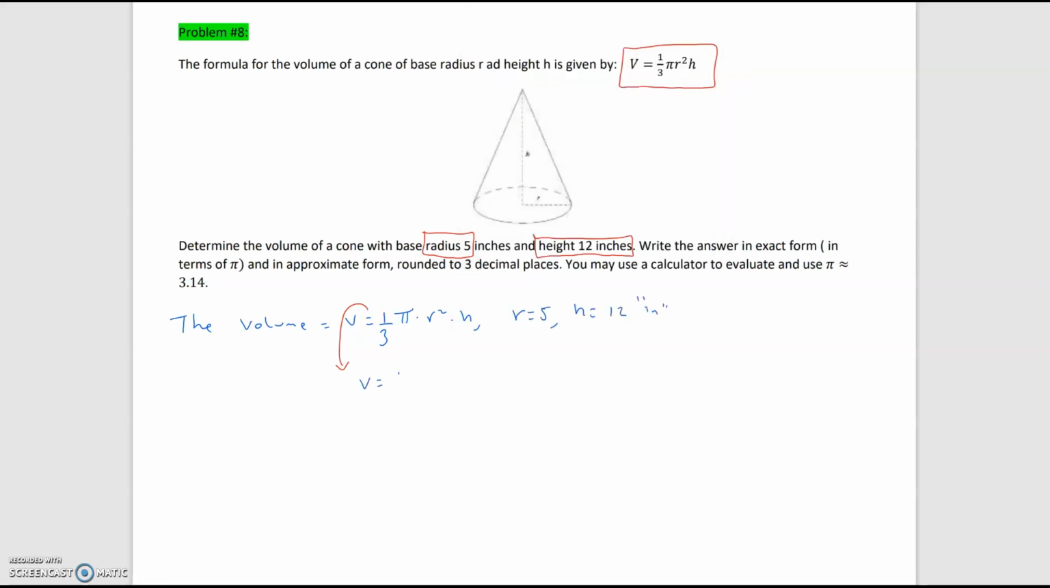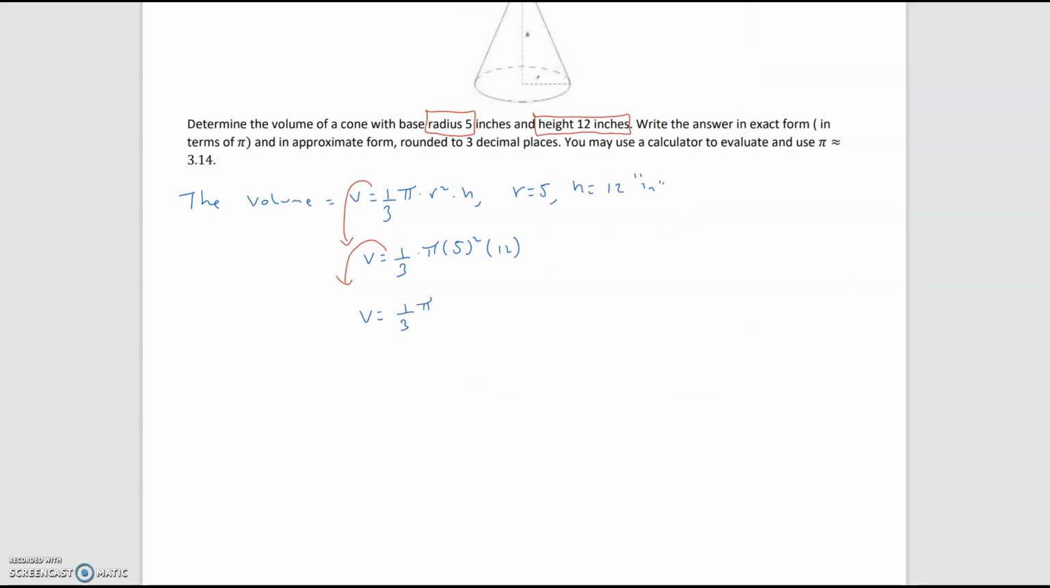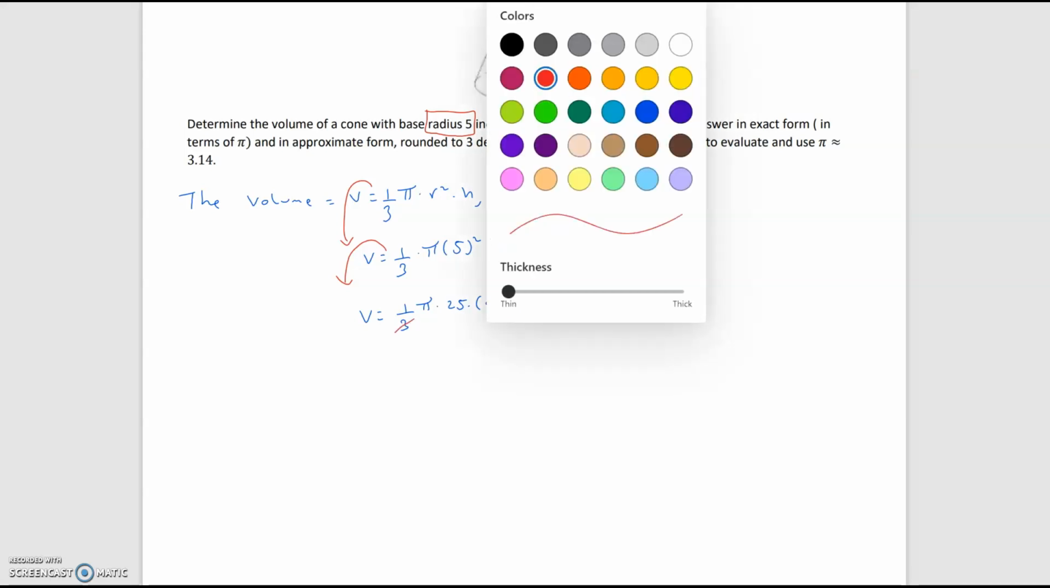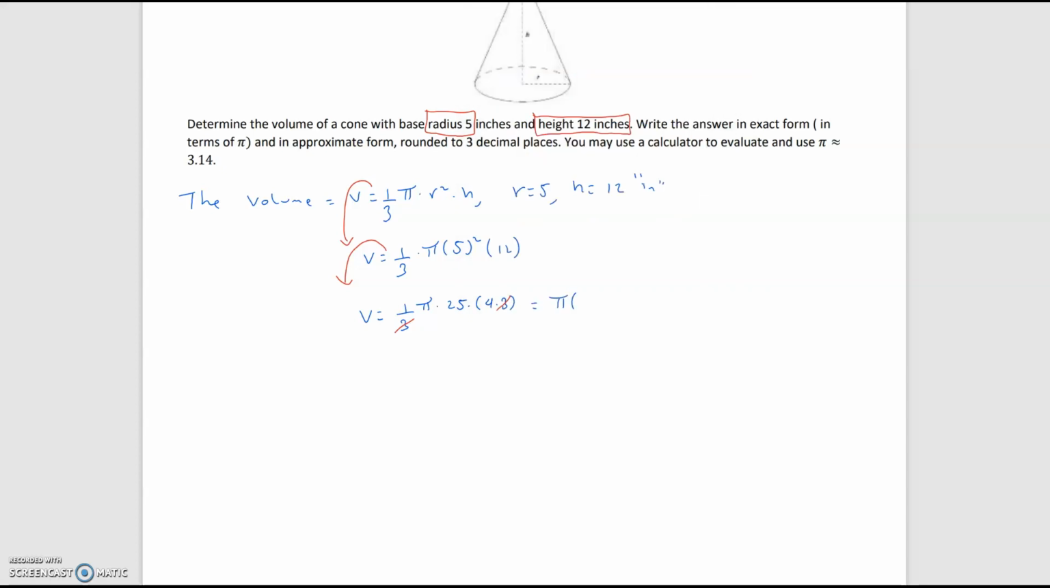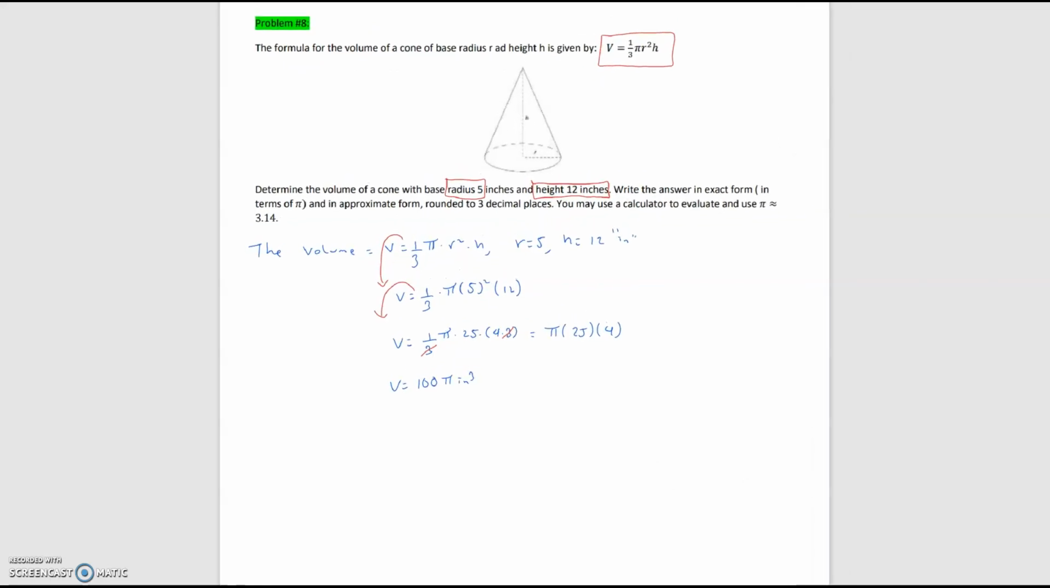So we're looking at V is equal to 1/3 times pi times 5 to the second times 12. And we can actually factor. So let me just multiply the 5. V is equal to 1/3 of pi times 25 times 4 times 3. What I'm trying to do here is cancel the 3 that's part of the formula, which is 1/3. This is going to leave us with pi times 25 times 4. So the volume as an exact value is going to be 100 pi. And the units are in inches, so technically it'll be inches to the 3rd power for this one.